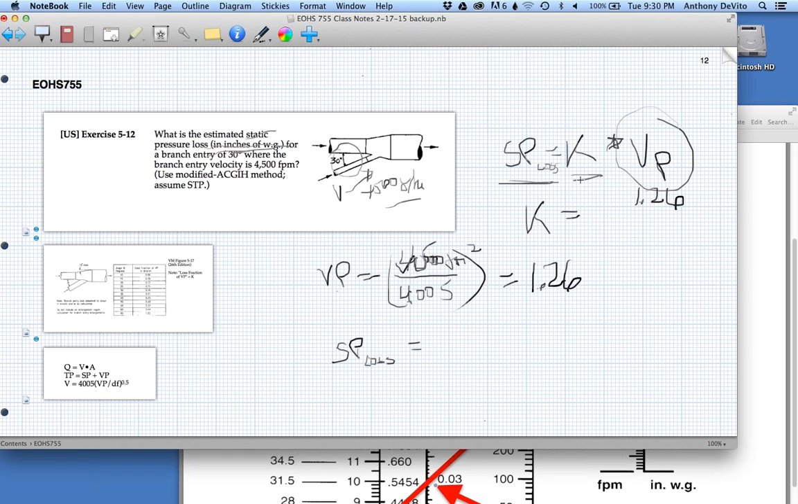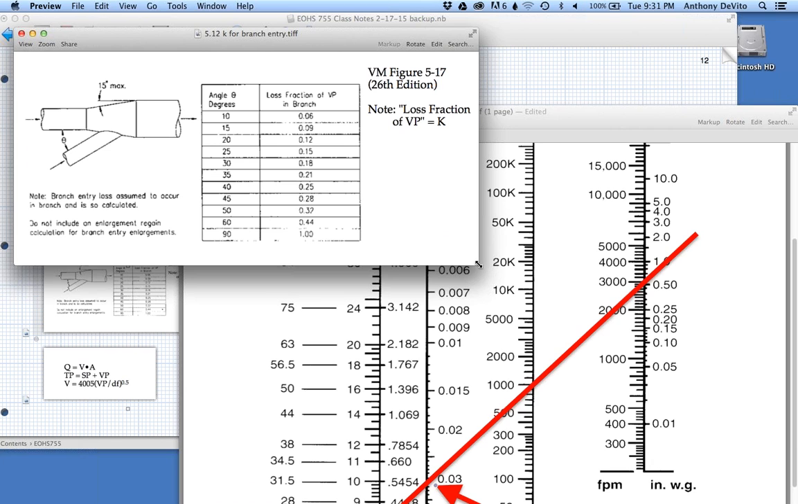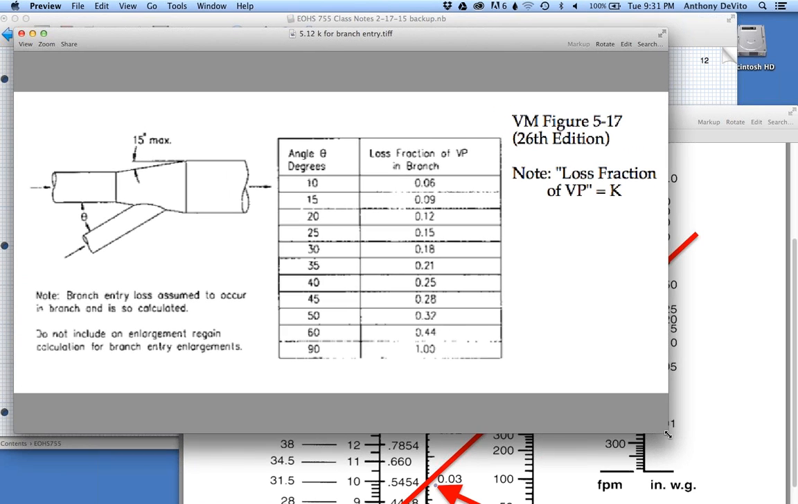What's K equal to? K is specific to this kind of transition. So I need a table that'll help me out with that specific transition. Well, sure enough, we got a table. I've got to turn that off. And here's our table from the textbook. There we go. Okay, here's our table. I'll try and enlarge it.